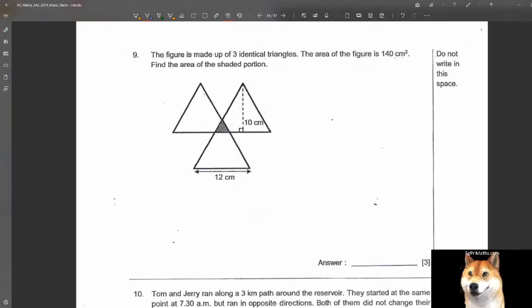Question 9. The figure is made out of 3 identical triangles. The area of the figure is 140 cm square. Find the area of the shaded portion, which is in the center. The area of 140 cm square is not 3 times the triangles because of the overlapping portions. 140 cm square refers to the unshaded portion here, here, here, plus this triangle.